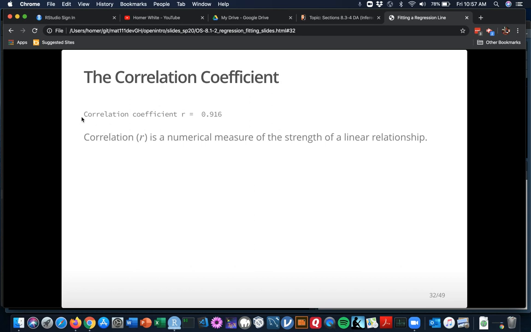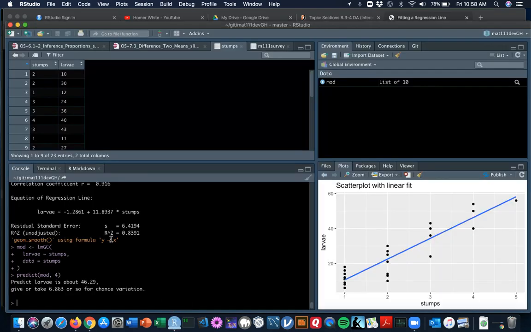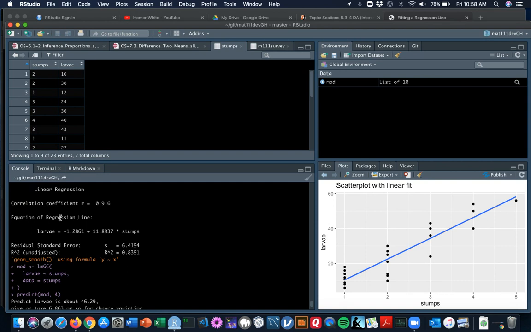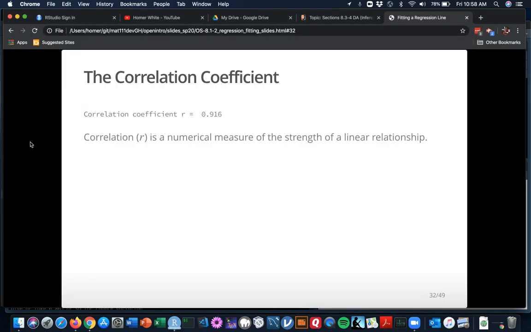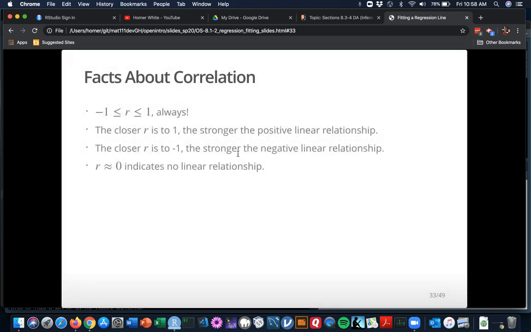Another piece of the output in the console for lmGC was the correlation coefficient. So let's talk about that. Correlation, which is often denoted R, is a numerical measure of the strength of a linear relationship. So you've got strong linear relationships and you've got weak ones. Strong ones are where there's very little scatter around that regression line for the points, and weak ones where there's a lot of up and down scatter.